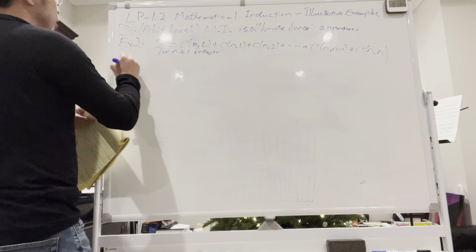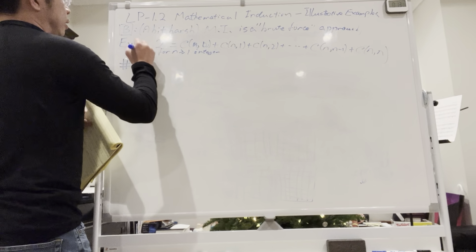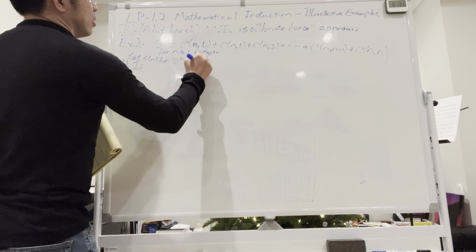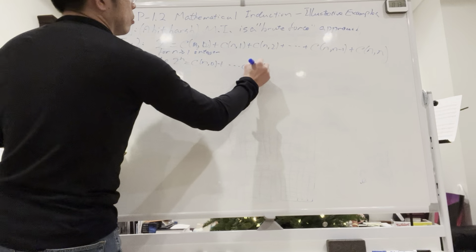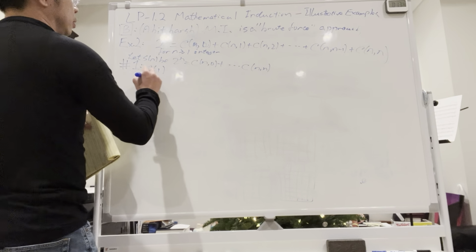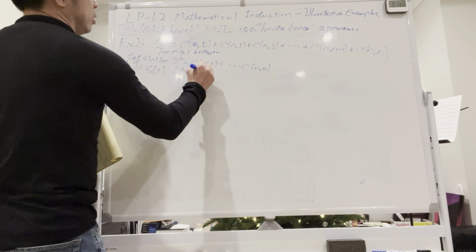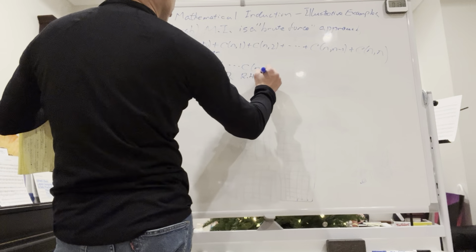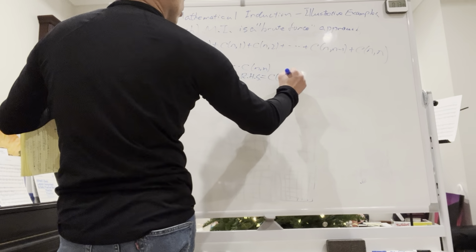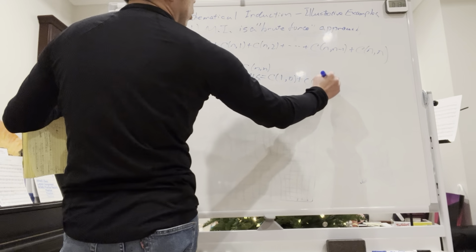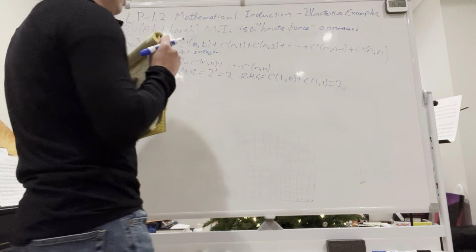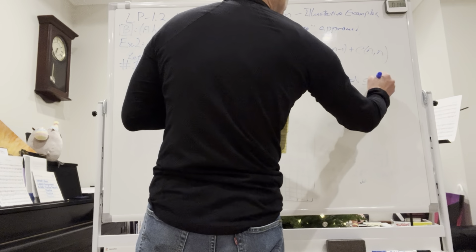Okay. So let's use mathematical induction. Number one, well, we also want to say let S of n be this. So for S1, left hand side is equal to 2 to the power 1 is equal to 2, and right hand side is equal to the sum. So S1 is pretty straightforward. So therefore, S1 is true.